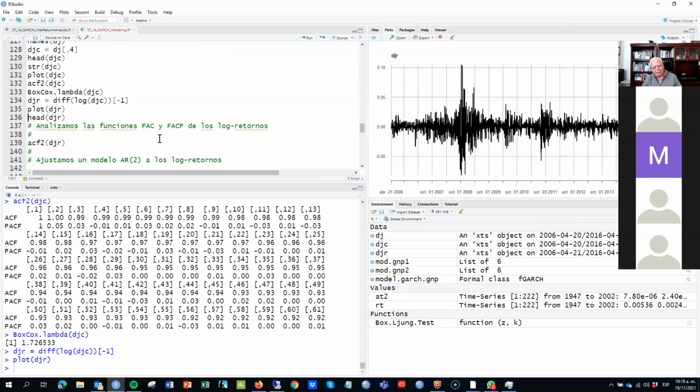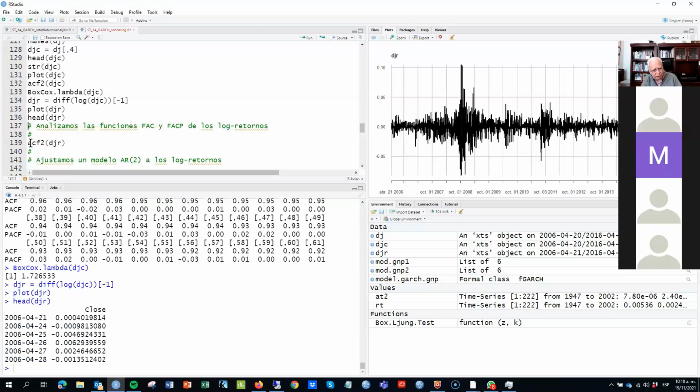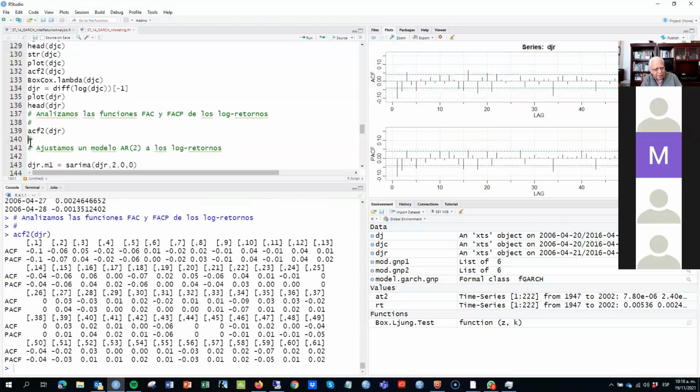Now let's analyze the ACF and the PACF of the Dow Jones returns. Now we're working with the returns. Okay, and that's the ACF. That's the autocorrelation function of the returns. Now here, there's a couple of tentative models. We could think of an AR2 or an MA2, because they only have two significant lags here. We'll start with an AR2 because the first two lags of the PACF are significant. So we'll start with an AR2 model.